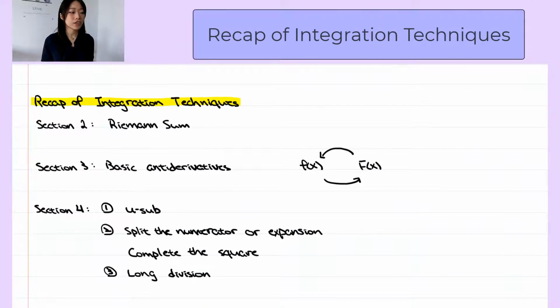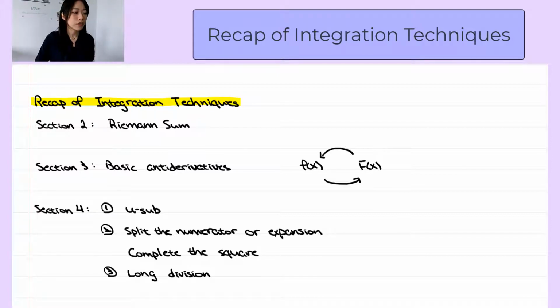In the second section, you learned how to estimate the area using the Riemann sum, which is summing up all the rectangles between a function and the x-axis. And if we subdivide the interval into infinitely many subintervals, then we can calculate the exact value of the signed area.